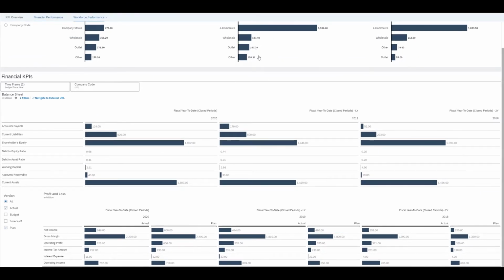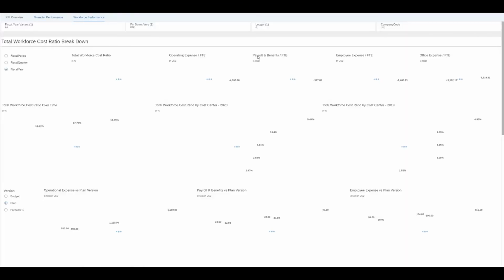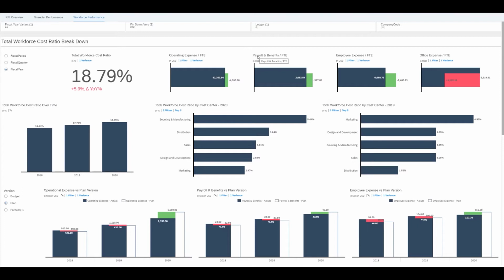Now let's look at the workforce performance page, where we combine data from the SAP S/4HANA Cloud Finance and SuccessFactors HR to analyze key performance indicators and understand the economics of people business. The workforce performance page consists of key performance indicators such as total workforce cost ratio, which tells us how much a company is investing in human capital compared to the overall total expense. It comprises expenses related to KPIs divided by full-time equivalent employees, which gives us the average spend per FTE.